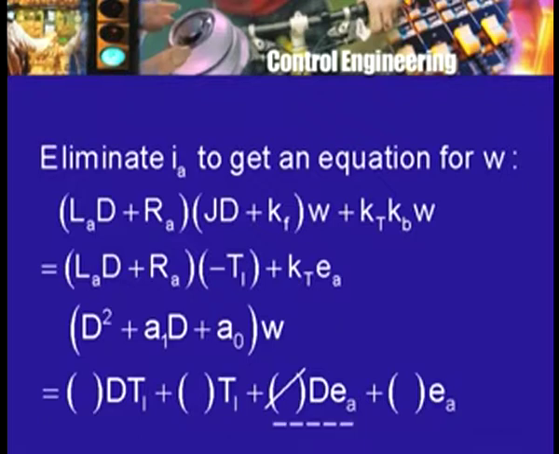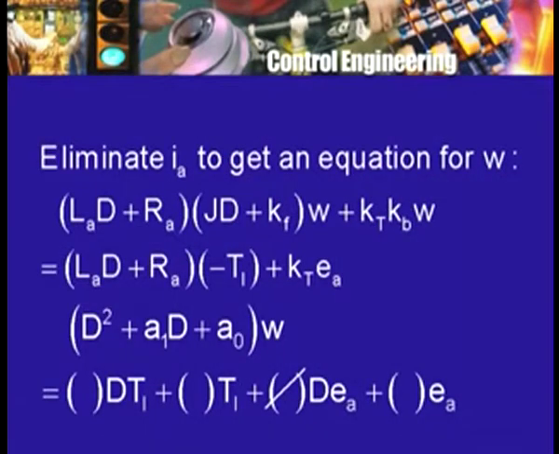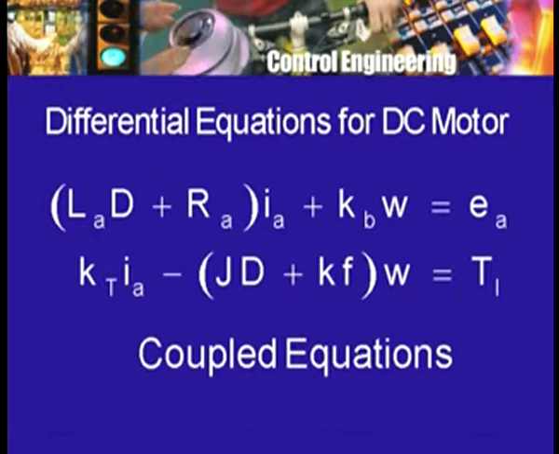In this particular case, this coefficient is 0, that is the derivative of the armature voltage does not appear in the equation, whereas the derivative of the torque appears in the equation. So, to go from the two first order differential equations in two unknowns to a single differential equation in one of the unknowns requires manipulation of the equations, and these manipulations are almost like algebraic manipulations.